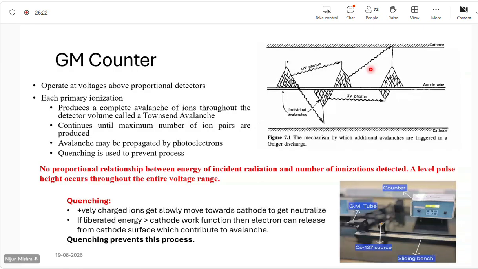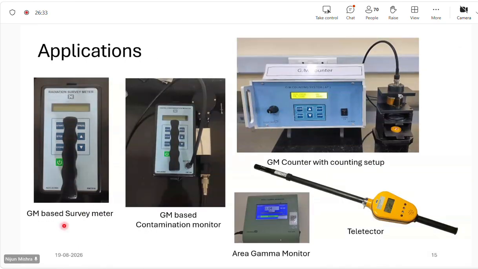So these are some applications of the detector. We use a GM based survey meter, GM based contamination monitor, and GM based counting setup. This is a GM tube. Here we placed a detector. This is a teledetector, meaning telescopic detector. Telescopic detector. So here GM detectors are being used.